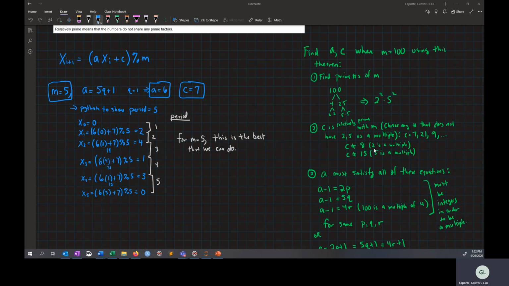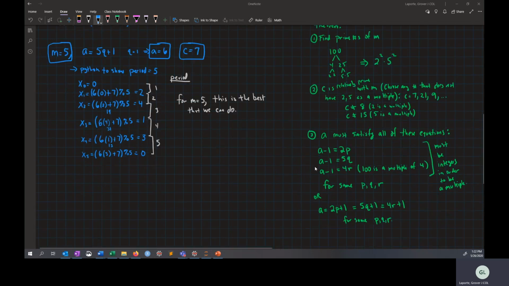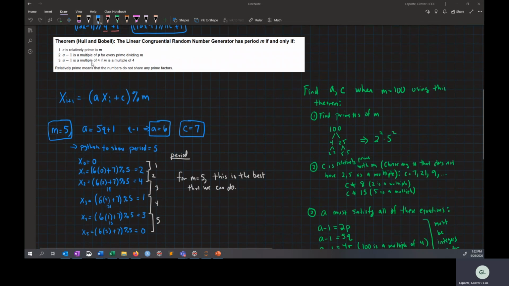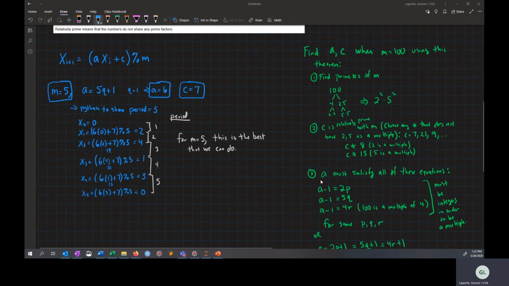Obviously, you can't choose 8, because 2 is a multiple of it. You can't choose 15 because 5 is a multiple of it. So you have to choose a number that has no multiple of the prime numbers that came out of the 100. And then finally is the hardest part of this. Using these last two things, A minus 1 is a multiple of P for every prime. I have two primes now, 2 and 5. And so that's where these first two equations come from.